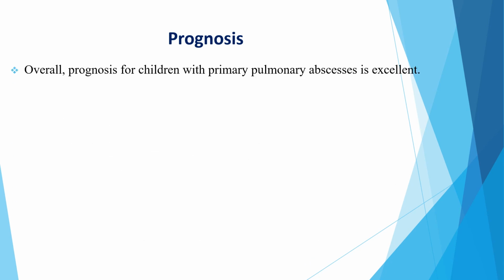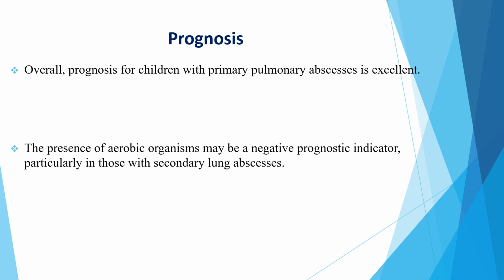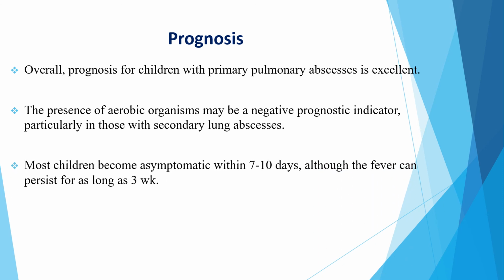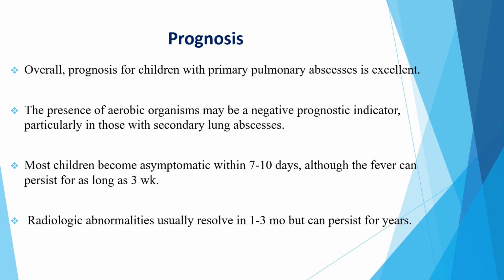When we see the prognosis, overall prognosis for children with primary lung abscess is excellent. The presence of aerobic organisms might be a negative prognostic indicator, particularly in those with secondary lung abscess. Most children become asymptomatic within 7 to 10 days, although the fever can persist for as long as 3 weeks. Radiologic abnormalities usually resolve in 1 to 3 months, but can persist for years.